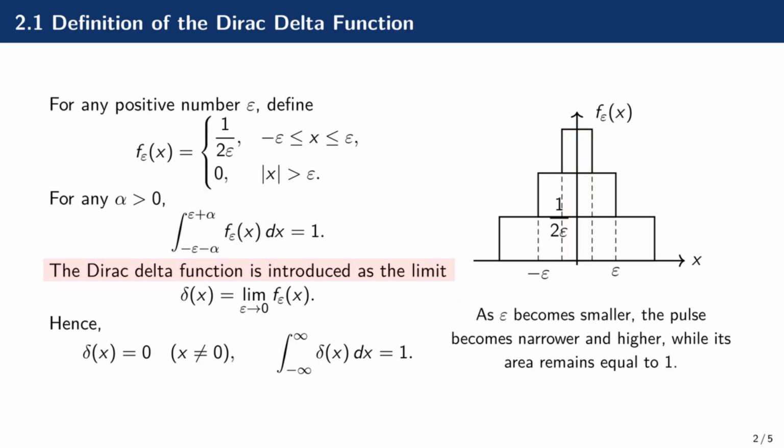Now we define the Dirac delta function as a limit. As epsilon goes to 0, f_epsilon(x) becomes delta(x). The delta function has special properties. It is 0 everywhere except at x equals 0, and its integral over all space is 1.